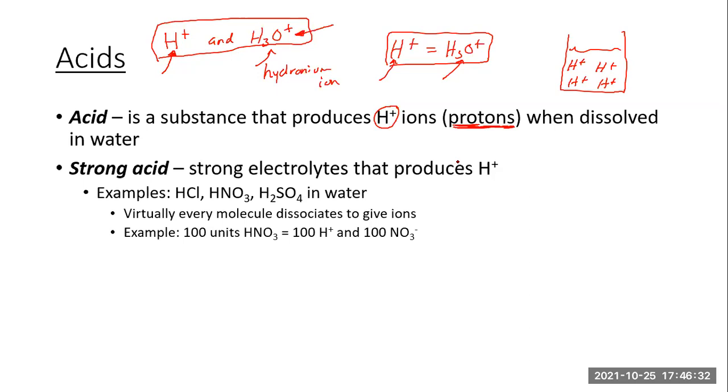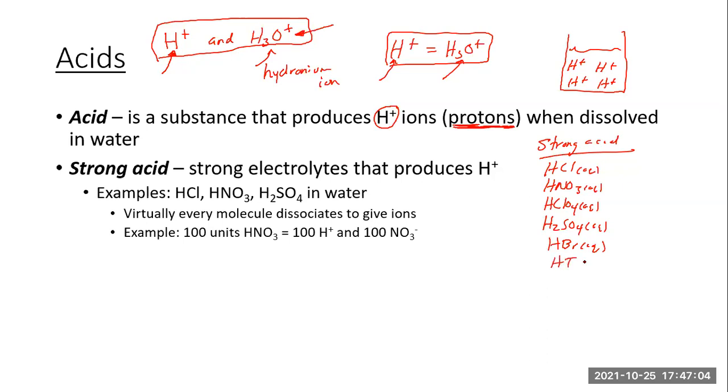And there are certain strong acids, like hydrochloric acid, nitric acid, sulfuric acid. Just a little list: hydrochloric acid, nitric acid, perchloric acid, sulfuric acid, hydrobromic acid, hydroiodic acid. These are all strong acids, which means when they are in solution, for example if you had some nitric acid, they will break apart into H+ and NO3-.